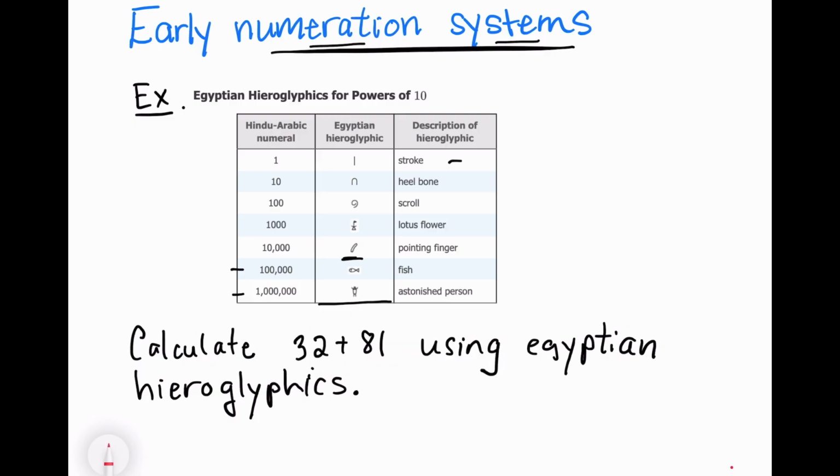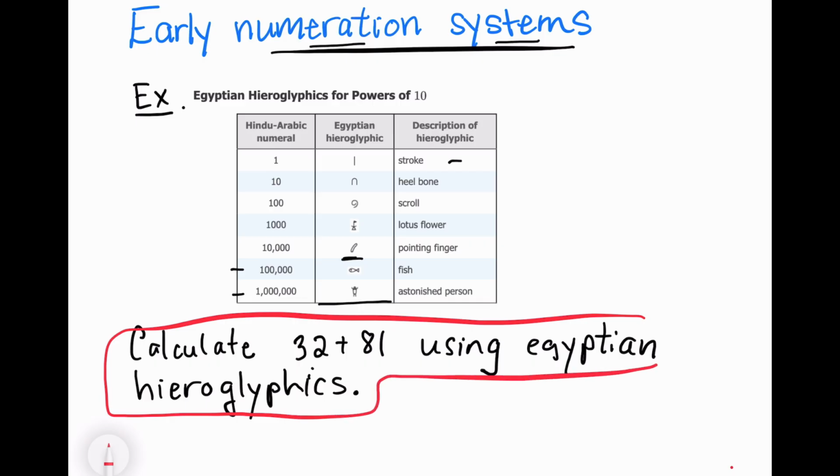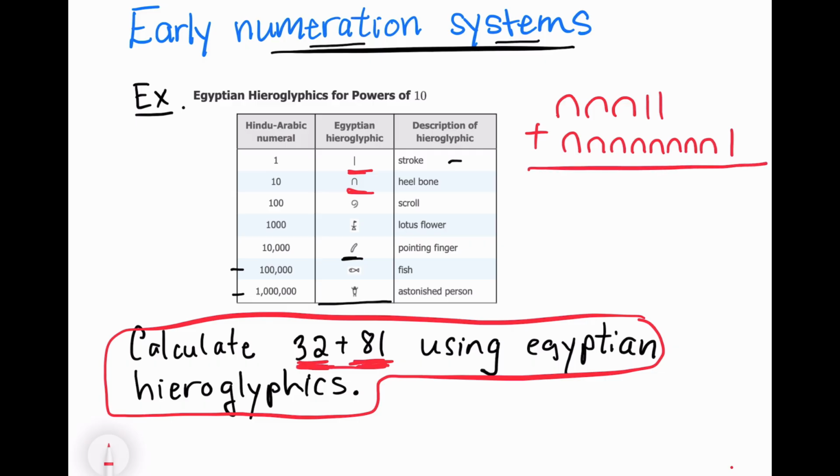Okay, we're just going to do a little bit of math using Egyptian hieroglyphics. We are going to calculate this sum, 32 plus 81. First I'm going to write the number 32. That is going to require 3 heel bones and 2 strokes. And we're going to add that to 81. So 81 is going to be 8 heel bones and 1 stroke. If I add these together, notice that I'm going to get 11 heel bones, and then I get 3 strokes.